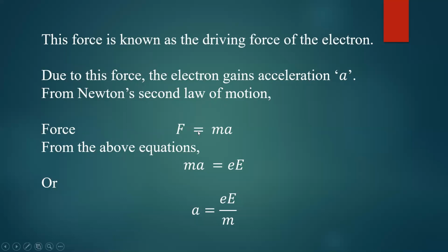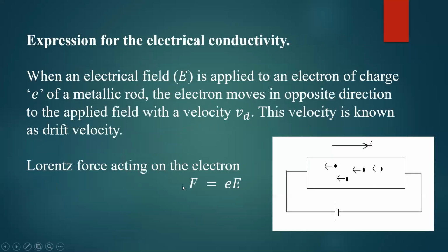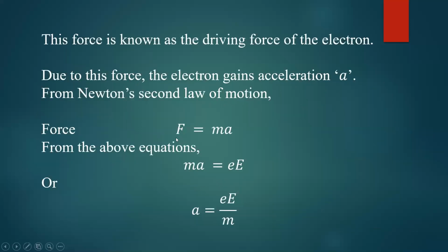From the above, equate the two equations. One equation is force equal to eE. Second equation is force equal to ma. Equate them. You will get ma is equal to eE. Therefore, the acceleration of the electron in the presence of electric field E is given by a is equal to eE, small e, capital E, divided by m.